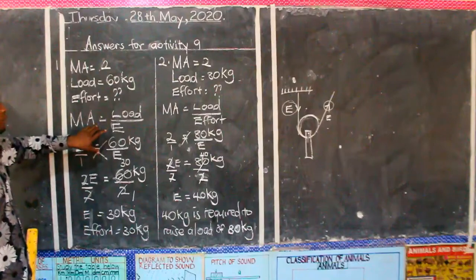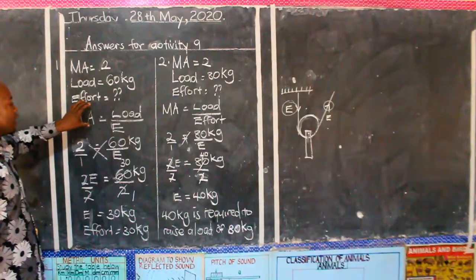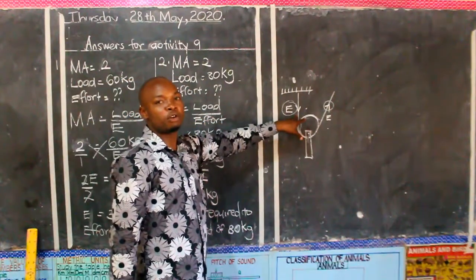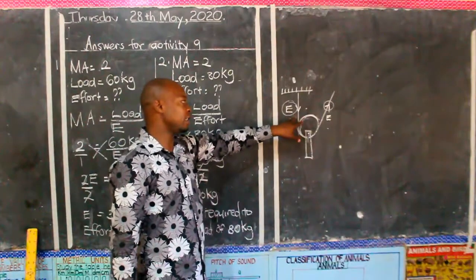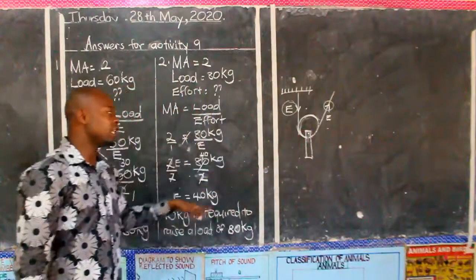As you were watching, we have said we want to make this correction. I went here just to make you know where we got 2 as mechanical advantage. We have said it is the number of times the rope is supported at the moving pulley.